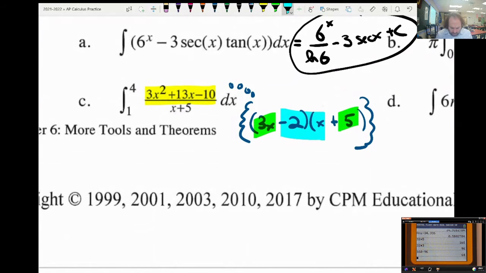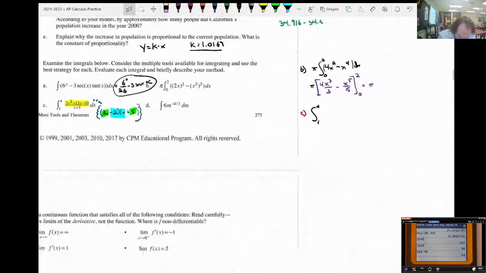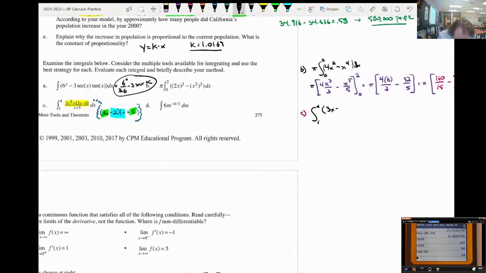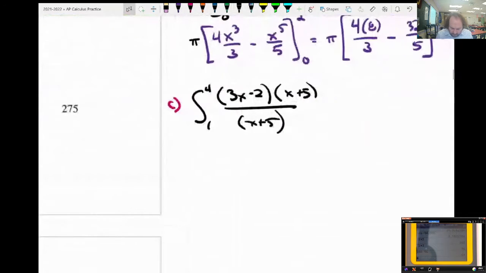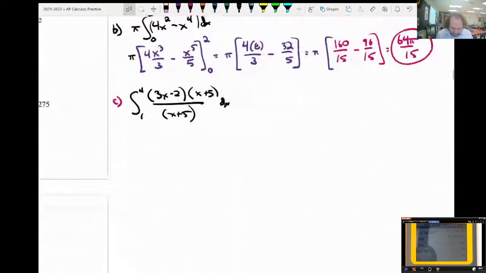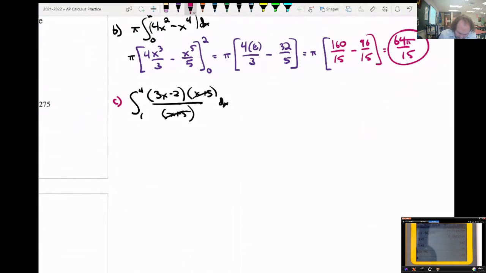Okay, so let's go ahead and rewrite this right away. We'll have on the top of the fraction 3x minus 2, and on the bottom, x plus 5. Oh, and that's nice because then the x plus 5 cancels out, which makes this a much easier integral to deal with. So now we have the integral from 1 to 4 of just 3x minus 2, which is much easier to evaluate. The antiderivative would be 3x squared over 2 minus 2x. We're going to evaluate that from 1 to 4.